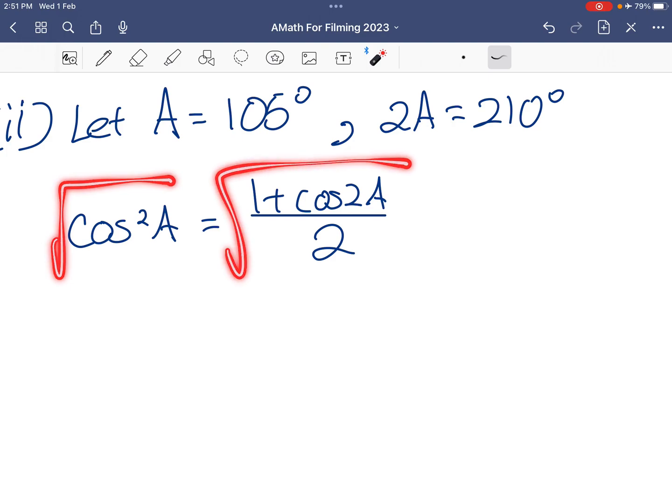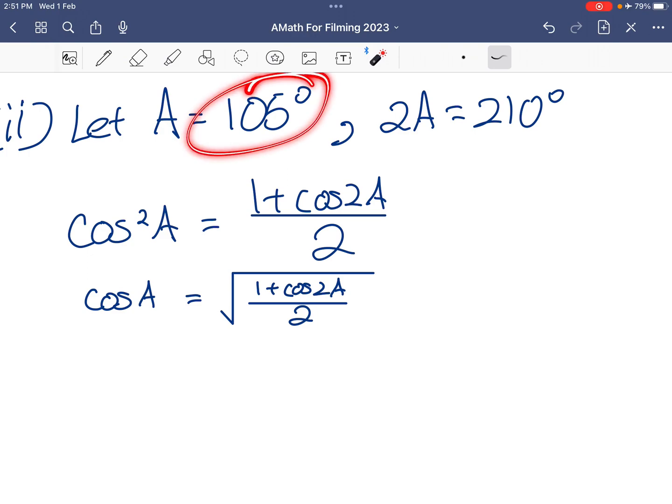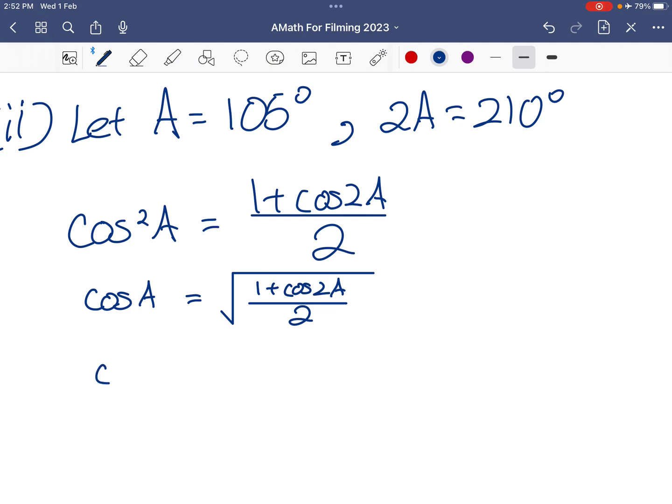Then I will square root my left hand side and square root my right hand side. So I will say that cosine of A is equal to the square root of 1 plus cosine of 2A over 2. Now, let's use the values. A is 105, 2A is 210. So cosine of 105 degrees is equal to the square root of 1 plus cosine of 210 degrees, divided by 2.